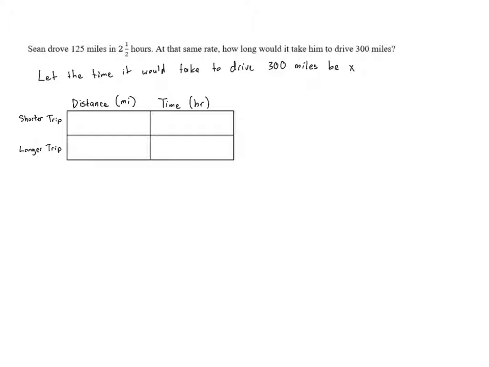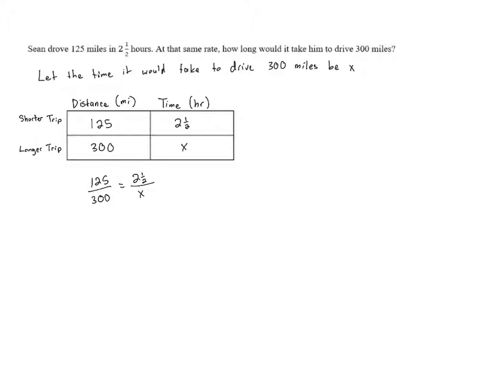Now in the shorter trip, we're told that he drove 125 miles in 2.5 hours. So the distance is 125, and the time is 2.5. And for the longer trip, we know he needs to go 300 miles, but we don't know how much time it'll take. So we said that that was x. And now we can set up our proportion. 125 over 300 equals 2.5 over x.